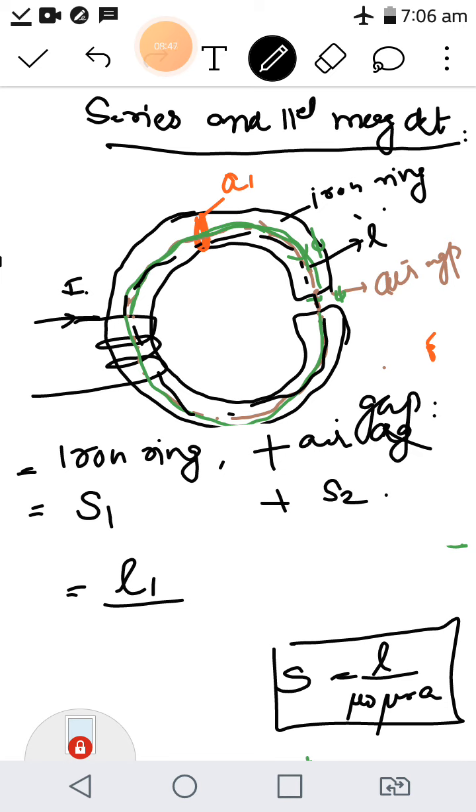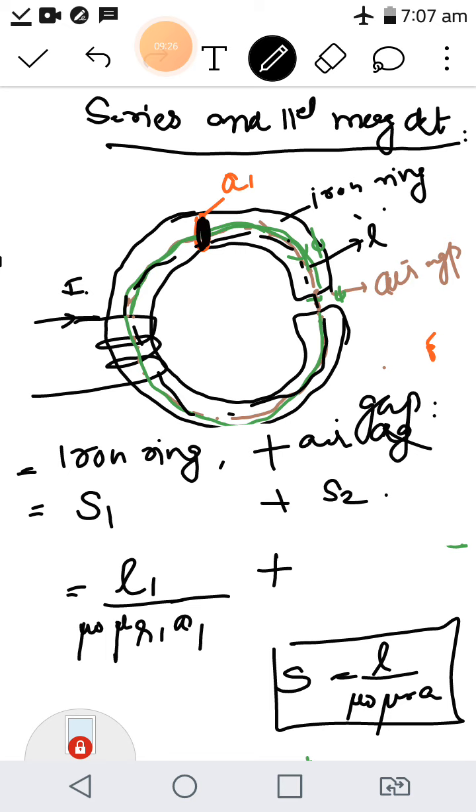Since the air gap is very small, the total length of the magnetic circuit you can take as the length of the iron ring itself. Okay, so L1 divided by mu 0 into, this is the iron ring part, so definitely the relative permeability will be mu r1, and the area of the iron ring will be A1.